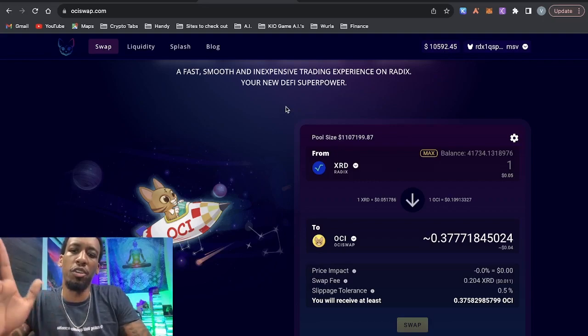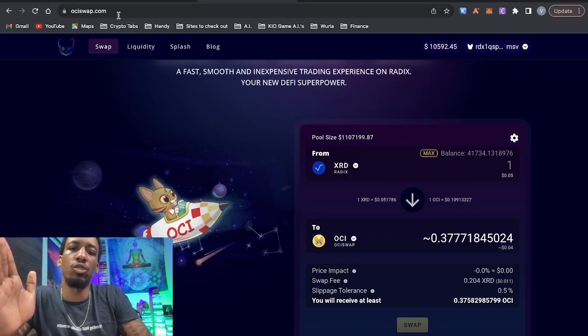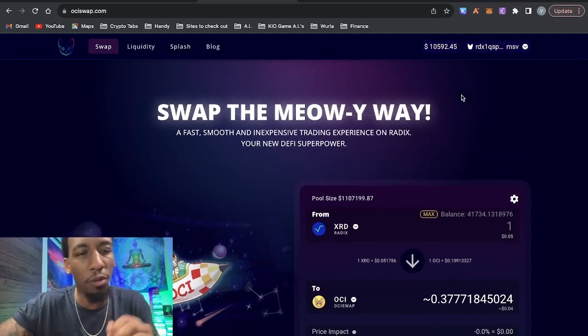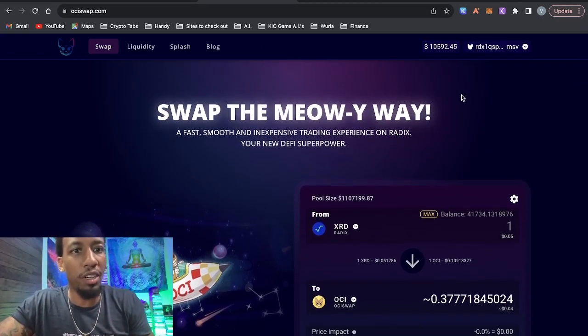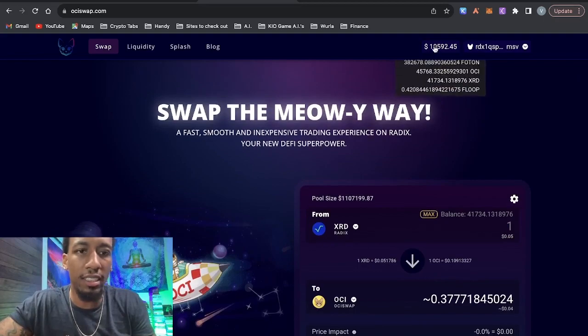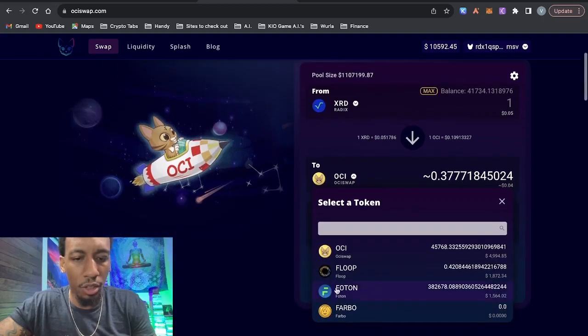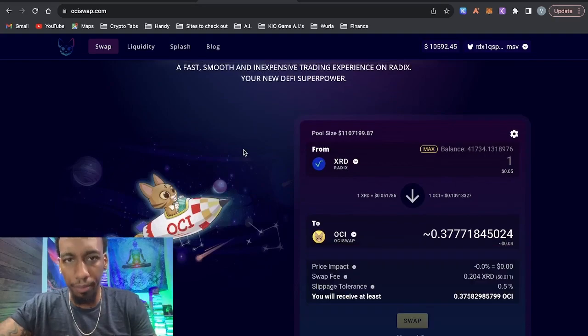So another thing to know, you have to pull up the OssiSwap website first and then connect to the wallet. I was having some trouble connecting my wallet. I went through a lot to get over here. I'm trying to make it as easy on you guys as I can. It shows your balance up here and everything like that. But you go here and you just type in the tokens you want, and then you just swap just like you would on Uniswap.